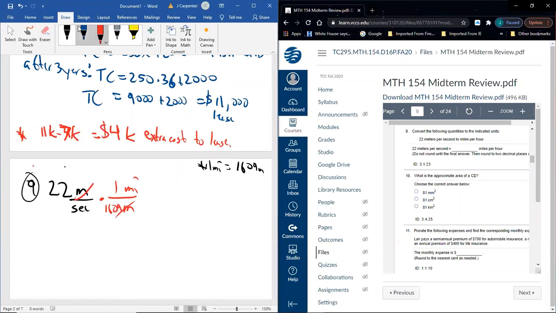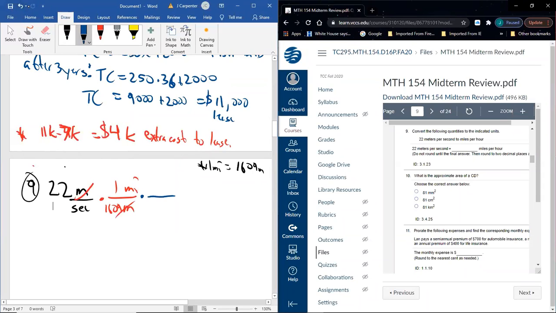You could process this and get a number, but I'm not going to, because there's more to do. This time is in seconds, and we wanted our answer in per hour. So we've got to go from seconds to hours. Well, we don't know how many seconds are in an hour. Well, some of you might know, I know. But in general, most people convert from seconds to minutes and then from minutes to hours.